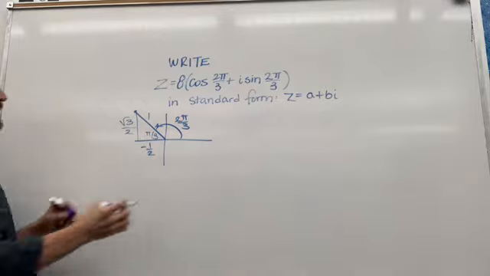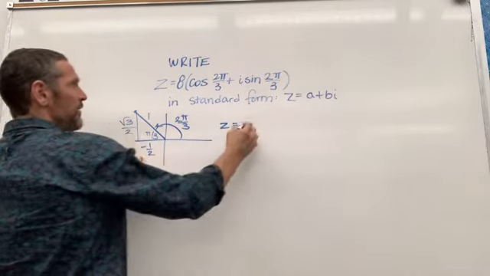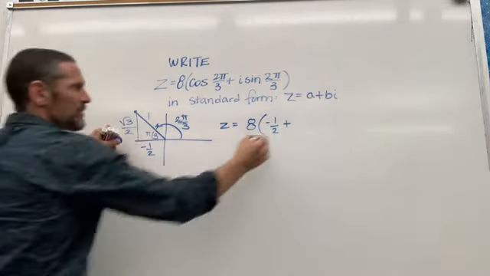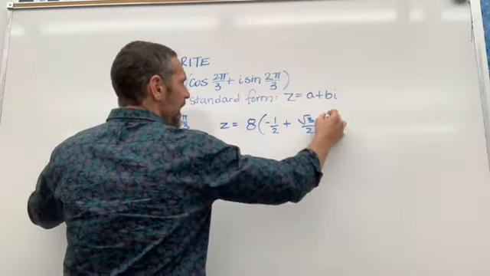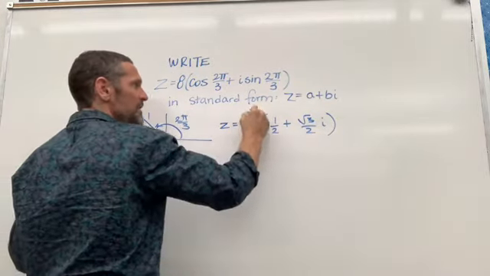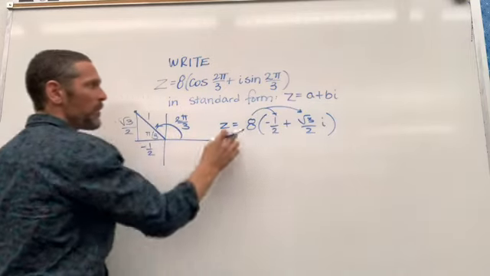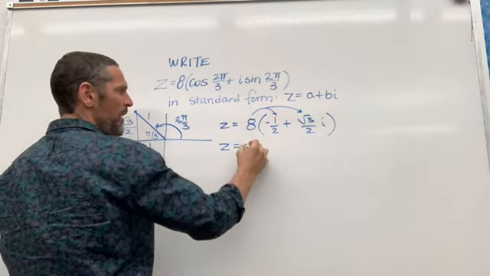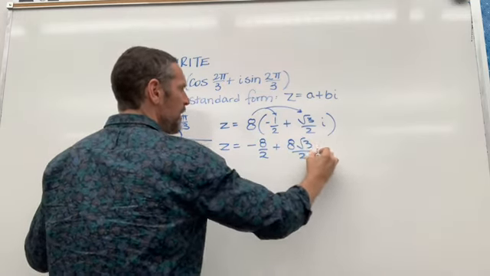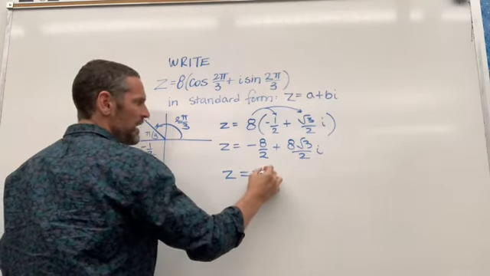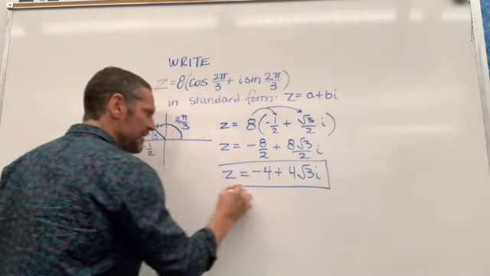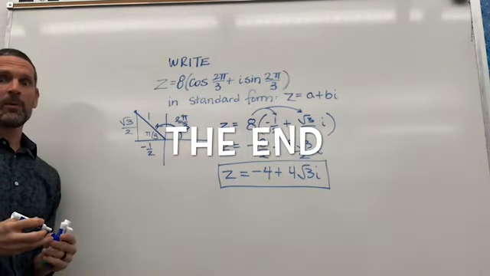So the cosine of this would be negative 1/2. So we have 8 times negative 1/2 plus, this would be root 3 over 2 i. The key to going from trig form to standard form is simply to distribute your modulus. So z would equal negative 8 over 2 plus 8 root 3 over 2 i, which would simplify to negative 4 plus 4 root 3 i. And there is our complex number in standard form.